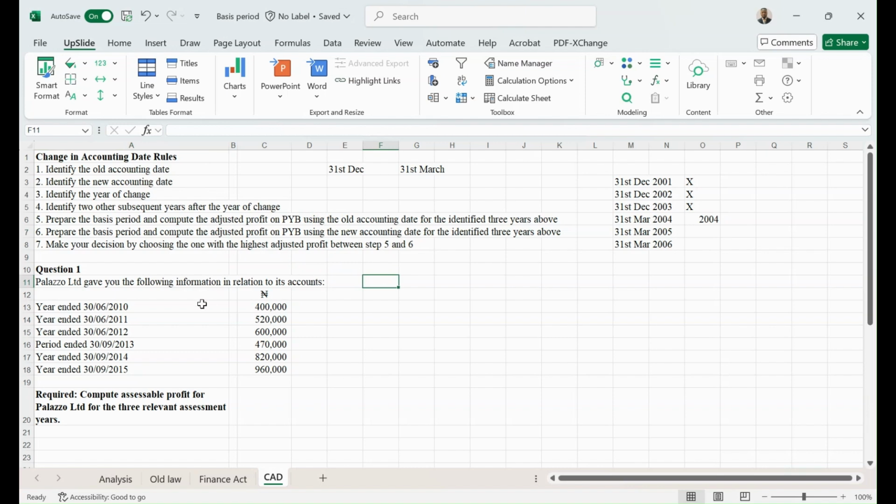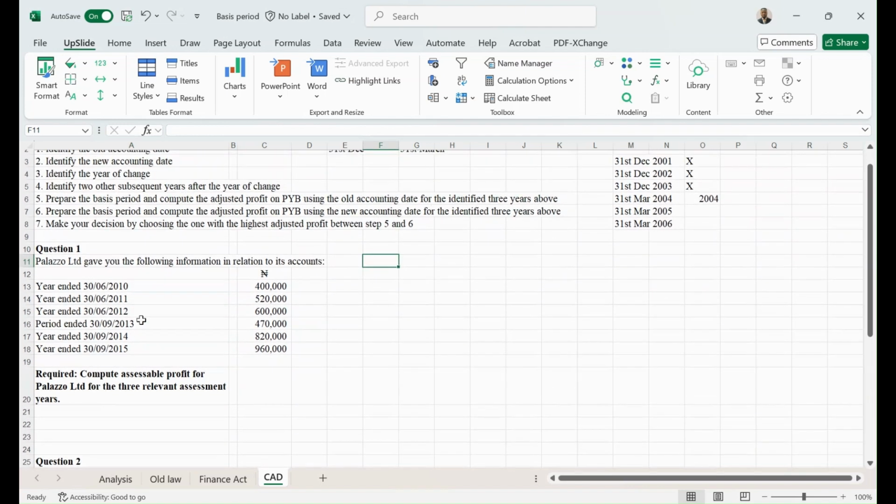And let's look at example 1. Palazzo Limited gave you the following information in relation to its accounts. The financial statement has been prepared using 30th of June each year. So we have 30th of 06 2010, 400,000. 30th of 06 2011, there was a profit of 520,000.